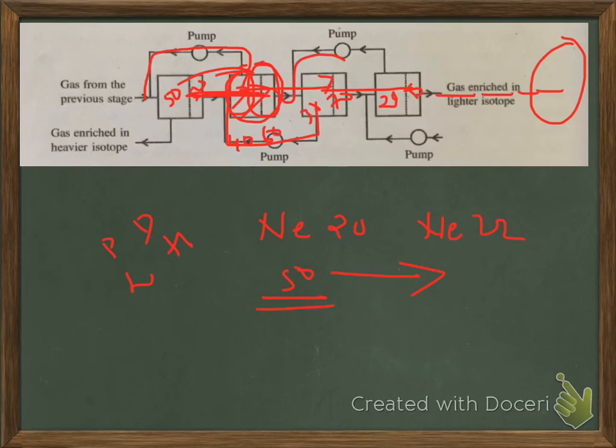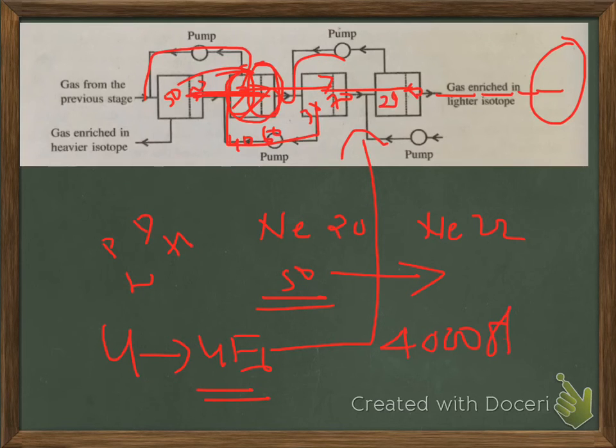Suppose you have to separate uranium isotopes, uranium 235 and uranium 238. Then they are first converted to uranium hexafluoride, UF6, which is a volatile compound, or a gas. This is then subjected to this kind of diffusion method. Through 4000 stages they can be separated due to their difference in mass.